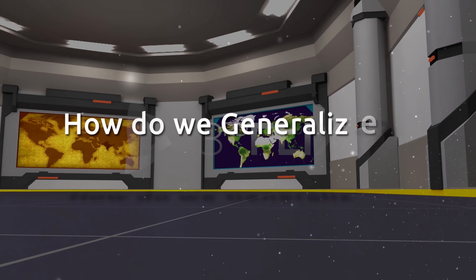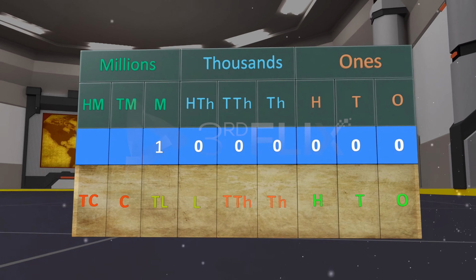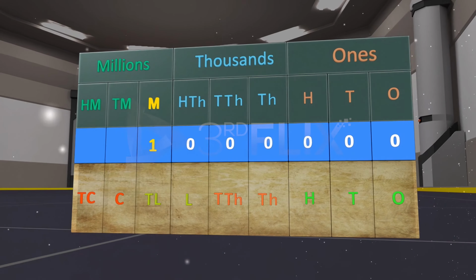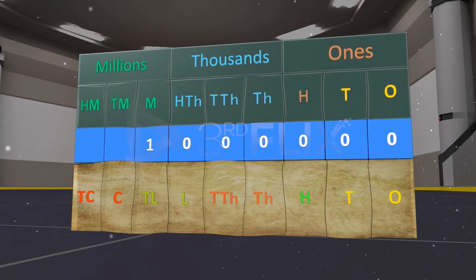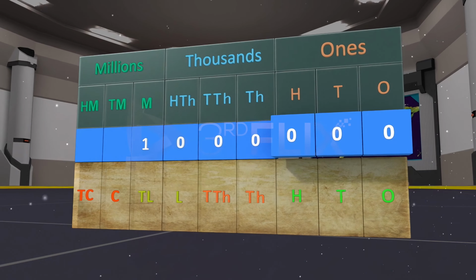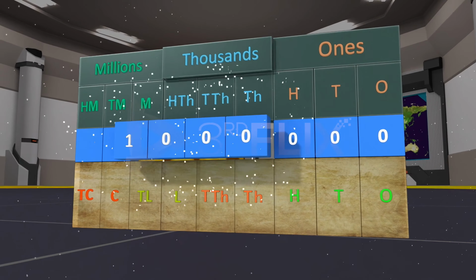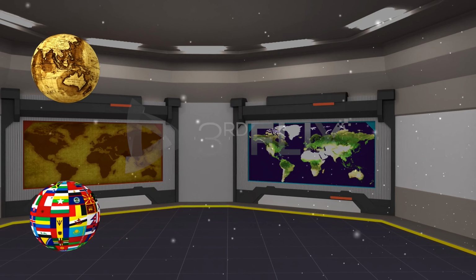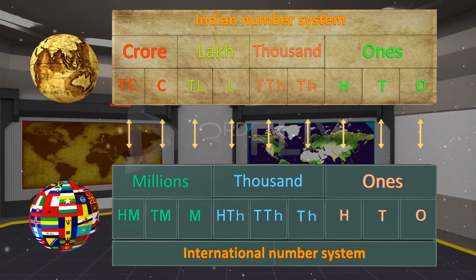How do we generalize this? We can say that 1 million is the same as 10 lakh. Million or 10 lakh both represent the same value and both are equal to 1 followed by 6 zeros, which is nothing but 1,000 thousands. Let us see how the Indian numeral system and international system are related. We will put the place value charts of both the systems.